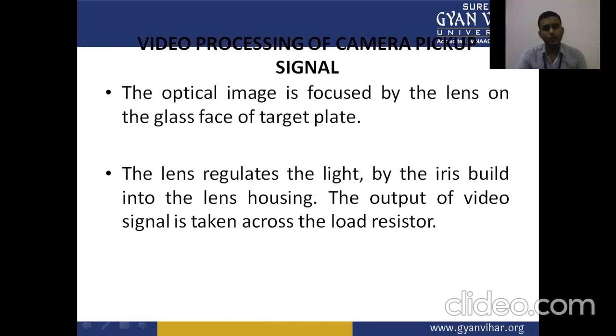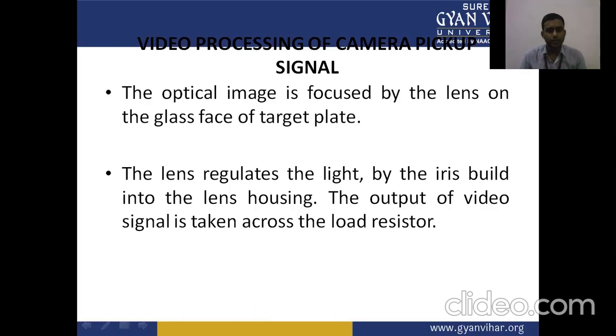Now we have video processing of the camera pickup signal. The optical image is focused by the lens on the glass face of the target plate. The lens regulates the light by the iris built into the lens housing, and the output video signal is taken across the load resistance. So the image is converted into the electrical signal.